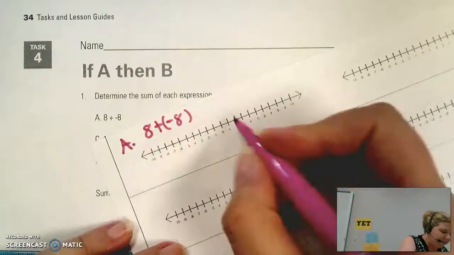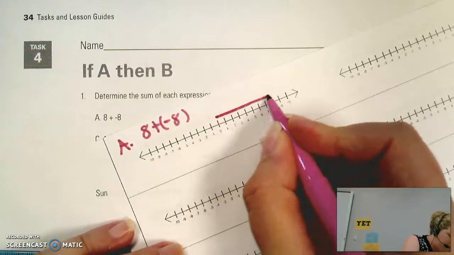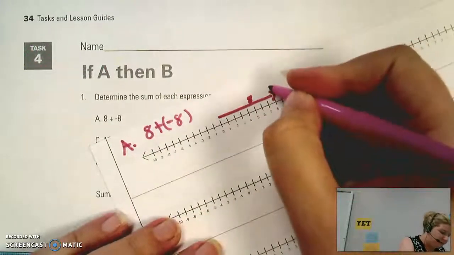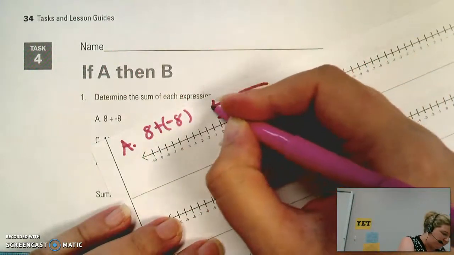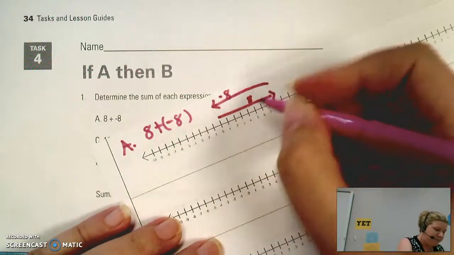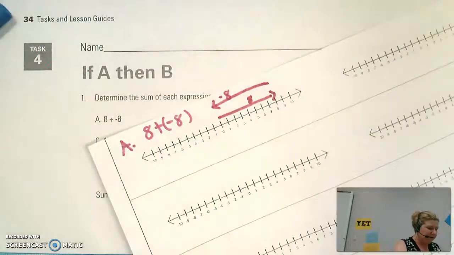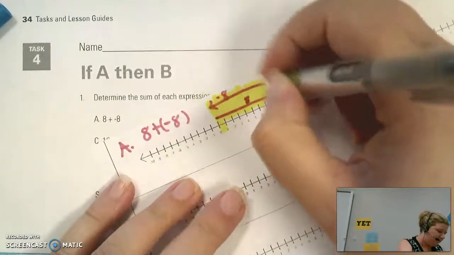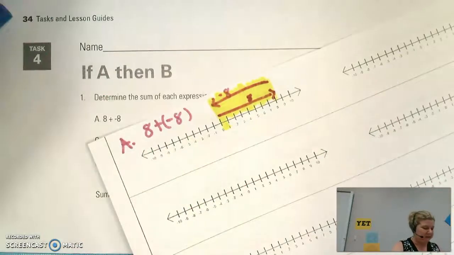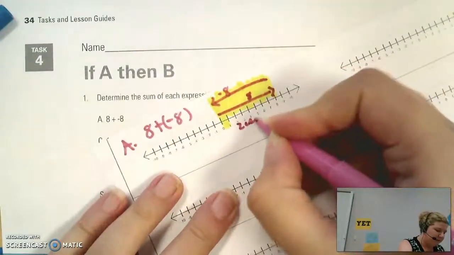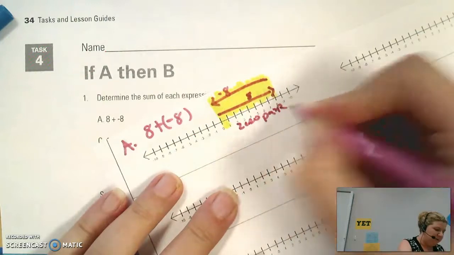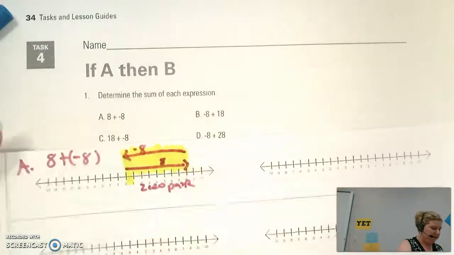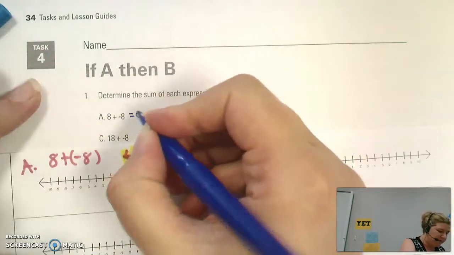All right, positive 8. You would start at 0, 8 spaces to the right. This is 8. Negative 8, start here, go to the left, 8 spaces from where I was. And if you notice, all of this is overlapping. So all of this overlapping part cancels. That's what a 0 pair looks like on a number line. So we could say that 8 plus negative 8 equals 0.